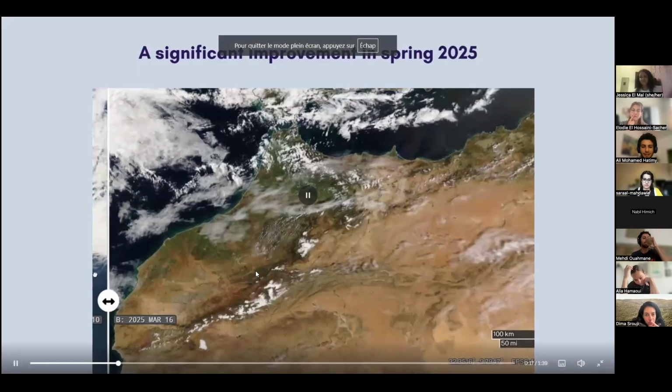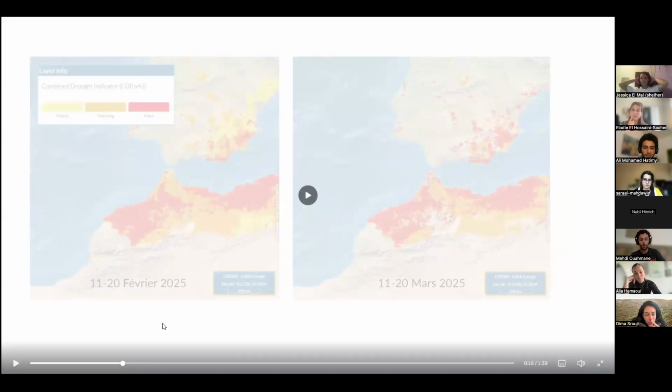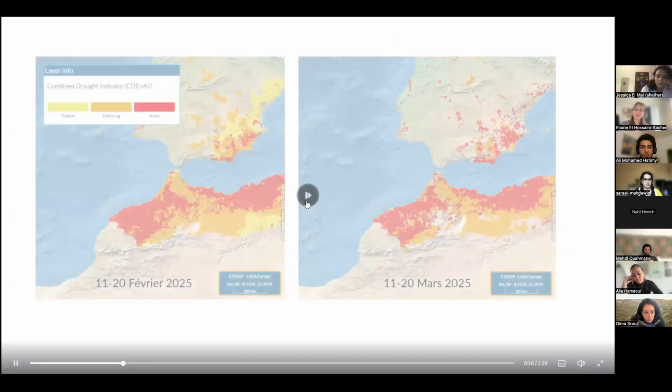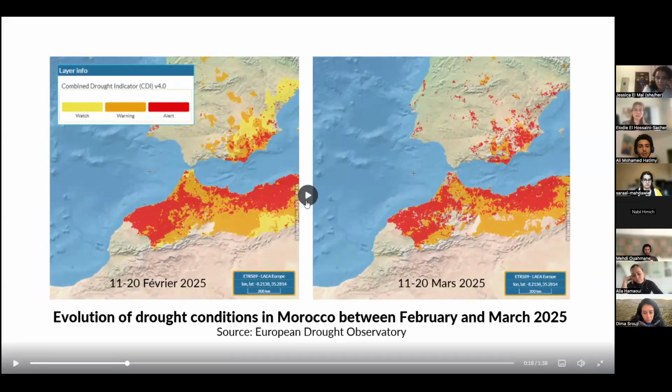So basically, that was just to show that in Morocco, this drought situation that is ongoing for 6 years now is being less destructive than 1 year ago. However, you can here observe other types of tools to see drought conditions or non-drought conditions.